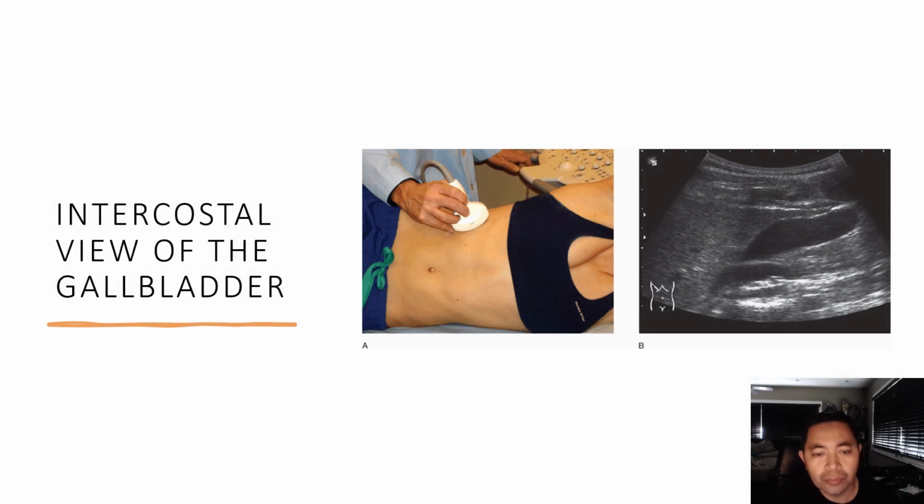The intercostal approach is very helpful when the gallbladder is positioned under the ribs and or the patient is unable to take a deep breath. Many emergency providers like using intercostal views because the position of the transducer is very similar to that being used when visualizing Morrison's pouch during the FAST exam.